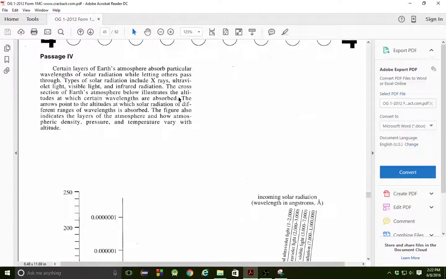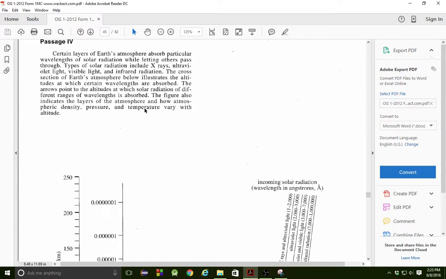Guys, so now we start passage 4. Certain layers of Earth's atmosphere absorb particular wavelengths of solar radiation while letting others pass through. Types of solar radiation include X-rays, ultraviolet light, visible light, and infrared radiation. The cross-section of Earth's atmosphere below illustrates the altitudes at which certain wavelengths are absorbed. The arrow points to the altitudes at which solar radiation of different ranges of wavelengths is absorbed.